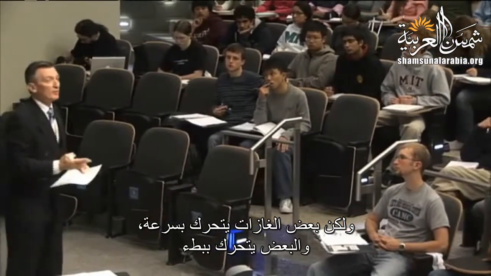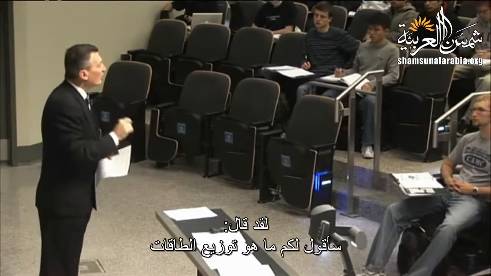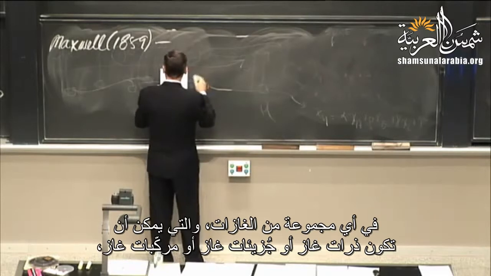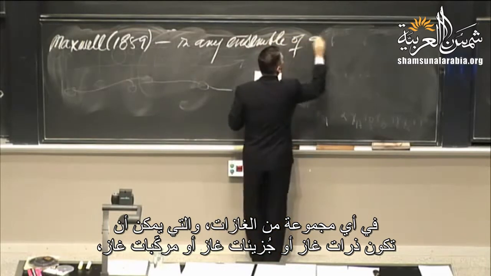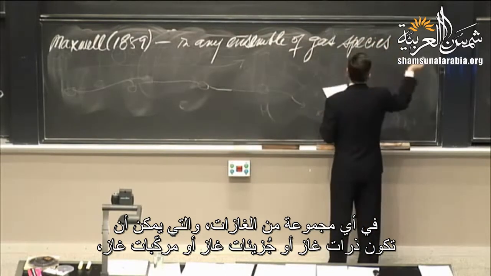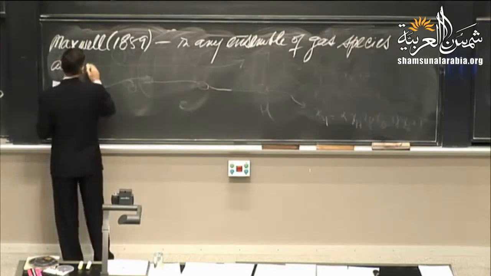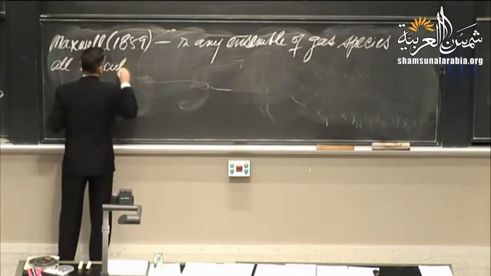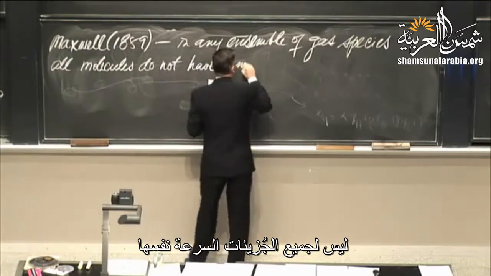But some of them are zooming around, some are really lazy and are just moving along really slowly. And furthermore, he was quantitative about it. He said, I'm going to tell you what the distribution of energies is. So let's get that on the board for starters: in any ensemble of gas species, could be gas atoms, or gas molecules, or gas compounds, all molecules (you can always say the atom is a degenerate form) do not have the same velocity.